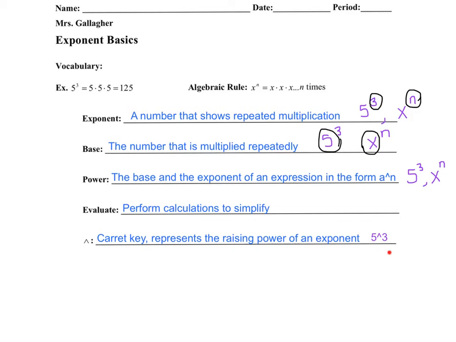So you may see 5 to the third power represented. The 5 is the base. Here's your caret symbol, and 3 is your exponent.